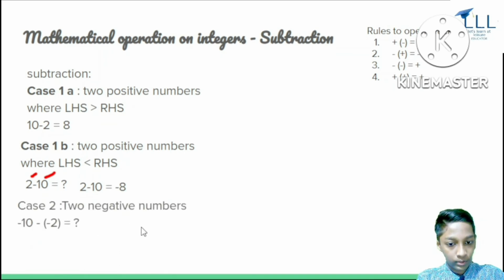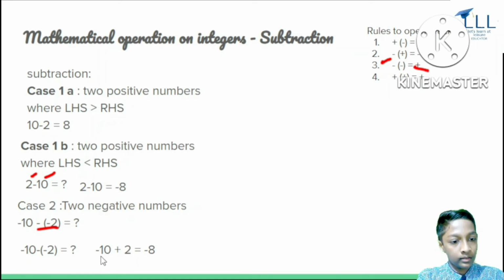Now let's see how to subtract two negative numbers, which comes under case 2. As I said before, we have to remove the brackets. So here there is a minus sign before the bracket and there is a negative number inside the bracket. Then we have to use the third case. In the third case, we have to remove the bracket and put a positive sign before the number. Then that will become minus 10 plus 2. And this subtraction equation became an addition equation.